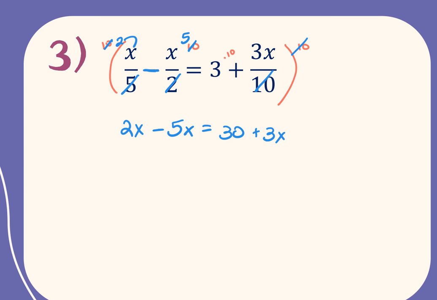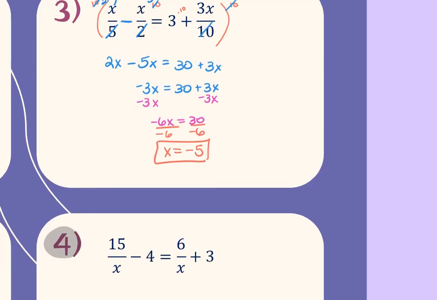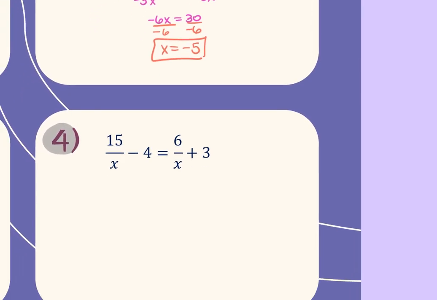Combine your like terms on the left, so it's negative 3x equals 30 plus 3x. I would subtract the 3x. Negative 6x equals 30. Divide both sides by negative 6, and x equals negative 5. Still good? Yeah? Okay.